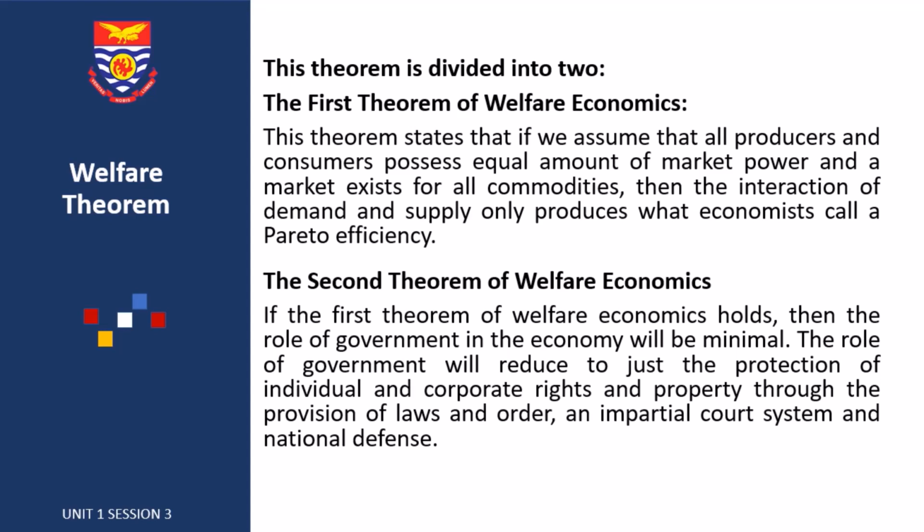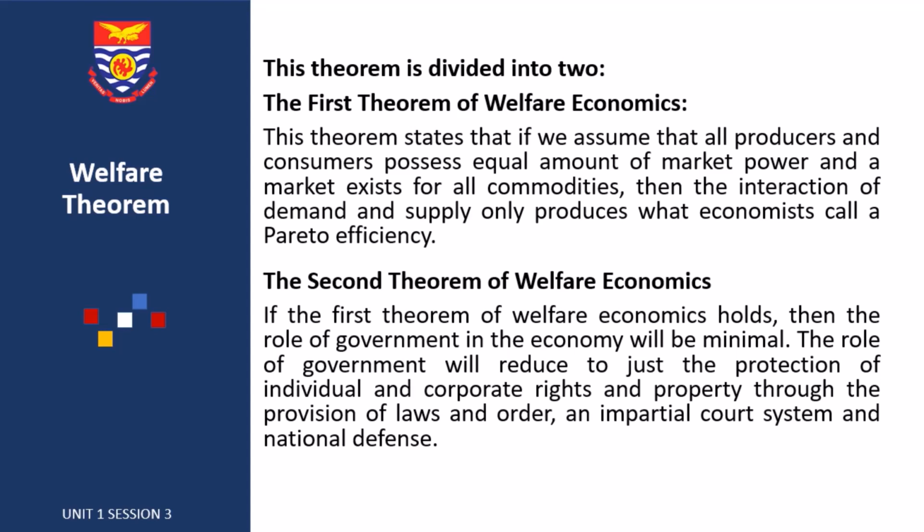Let's then look at the first theorem of welfare economics. This theorem basically assumes how there cannot be an equilibrium without one party getting better and the other party getting worse. That is to say, in a market, as one person is getting better, the other person is losing.